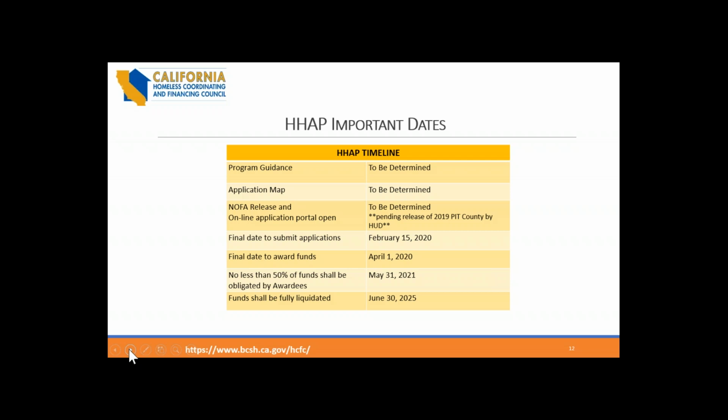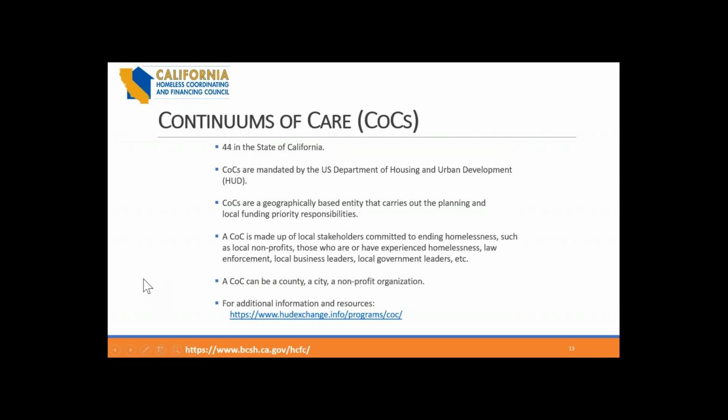So it's not emergency funds, though there is some flexibility with these dollars and some focus on prevention, outreach, and things like that, which I think are on the next slide. Oh, nope. Sorry. Just a quick slide.